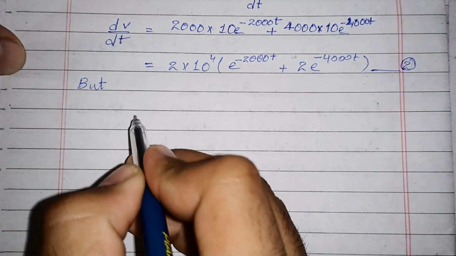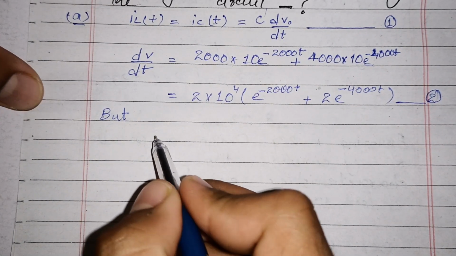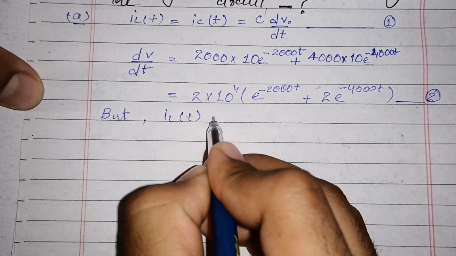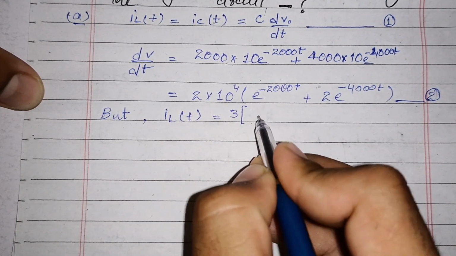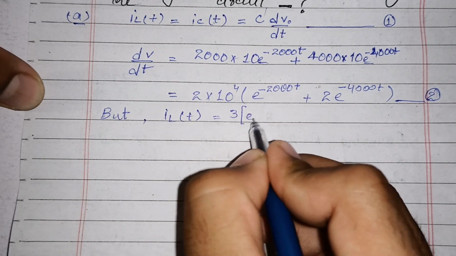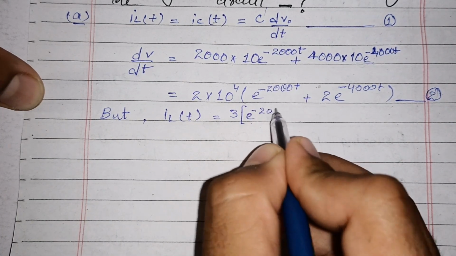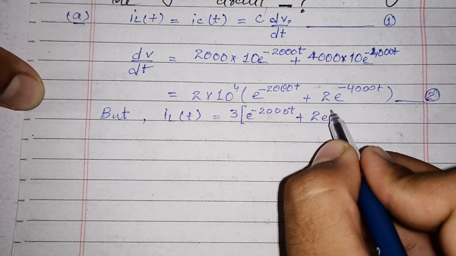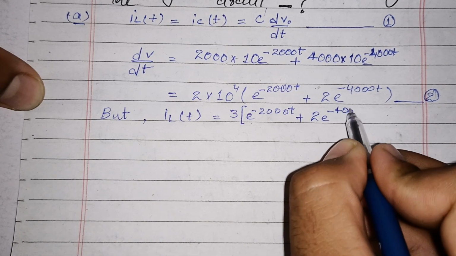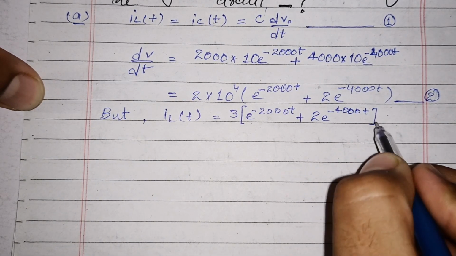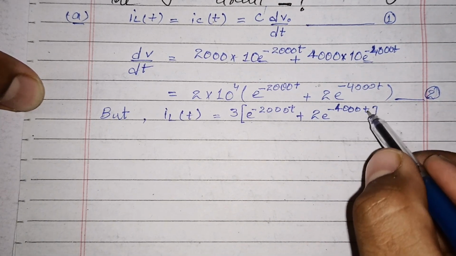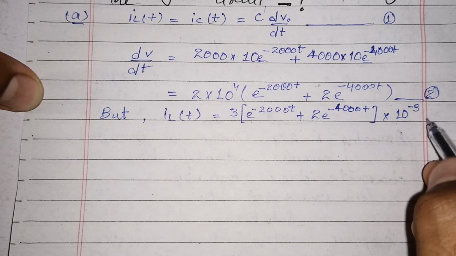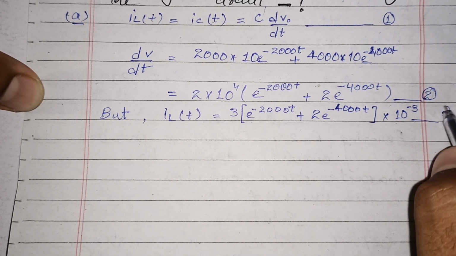But IL(t) is equal to 3 e raised to power minus 2000 t plus 2e raised to power minus 4000 t. Taking the common term out, this is 4 times 10 raised to power minus 3. Consider this as equation 3.